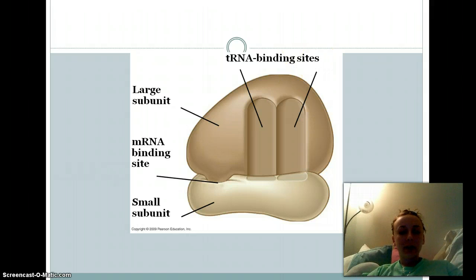So here is a picture of a ribosome. Now this is definitely just a drawing because in real life it's going to look all crazy. So here's our larger subunit, it's the large one, and our small subunit. So this is where tRNA is going to bind in this portion and in this portion. And then here is where mRNA binds.